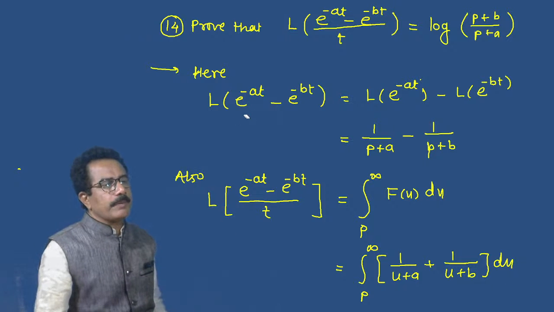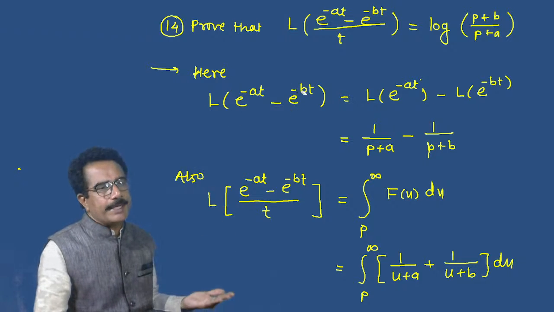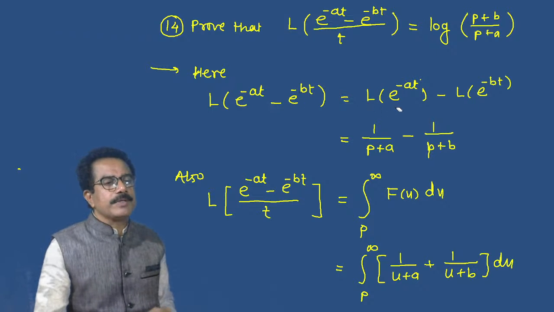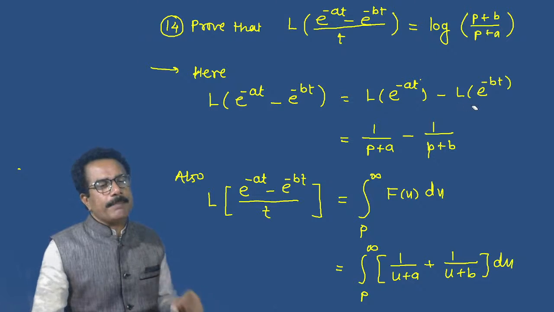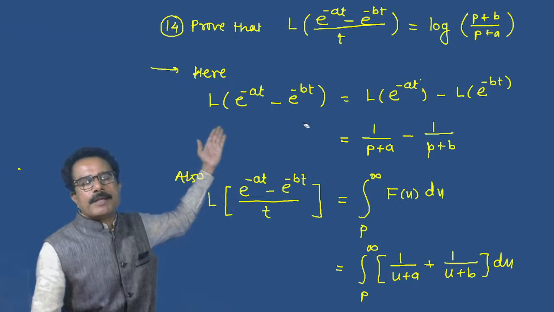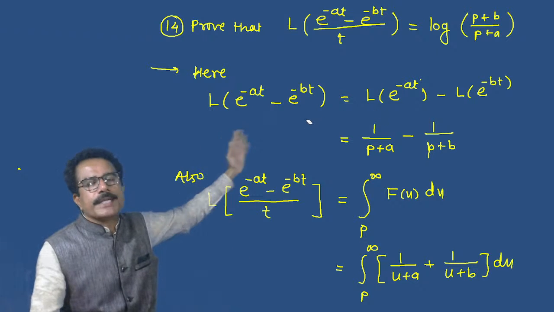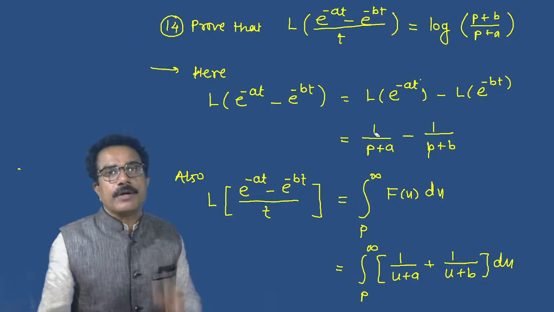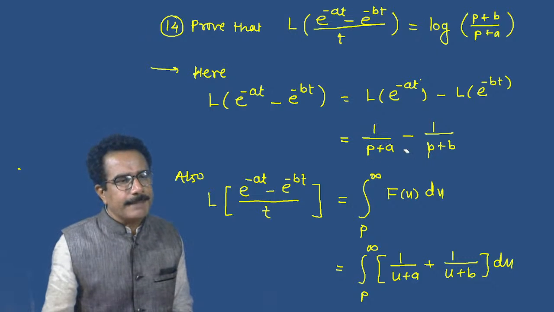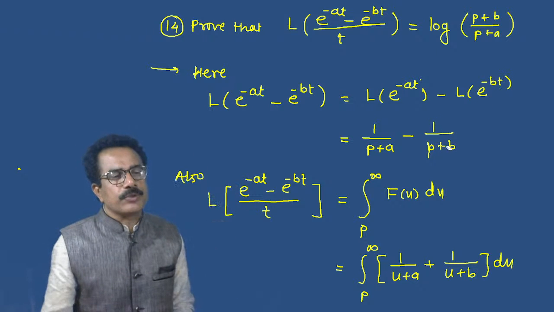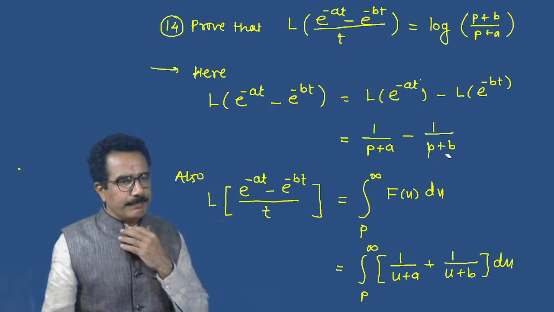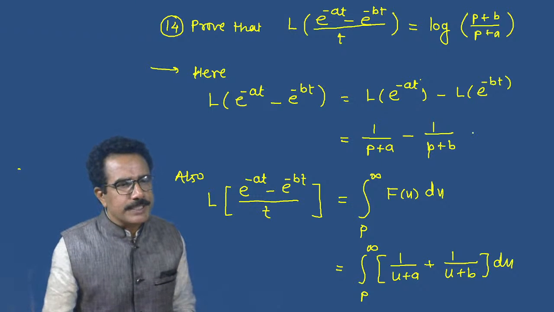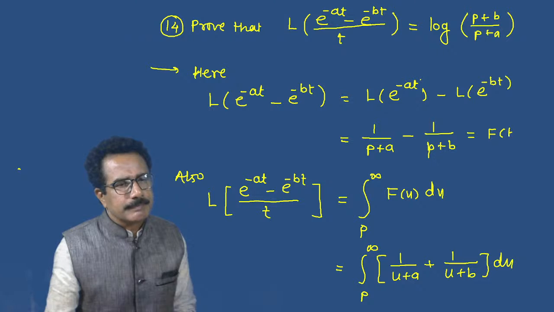Now here Laplace transformation of e raised to minus at minus e raised to minus bt is equal to Laplace transformation of e raised to minus at minus Laplace transformation of e raised to minus bt. Okay, because Laplace transformation is a linear transformation, so we can separate addition and subtraction. According to the standard form, Laplace transformation of e raised to minus at is 1 divided by p plus a, minus Laplace transformation of e raised to minus bt, which is 1 divided by p plus b. Suppose this is capital F of p.